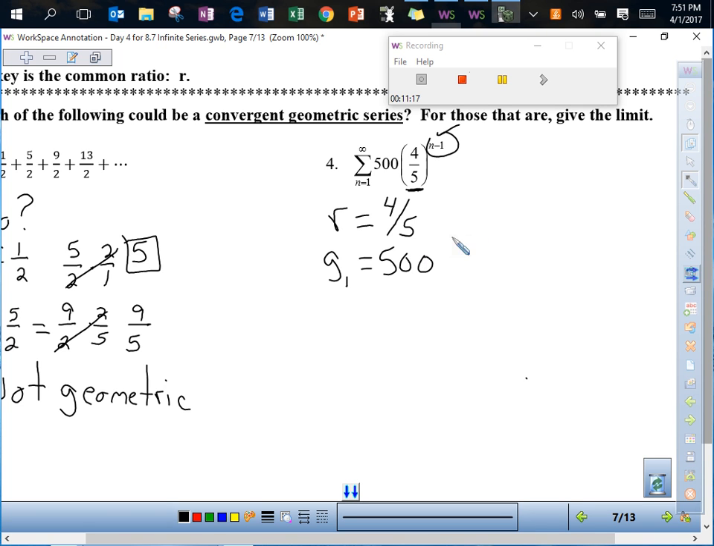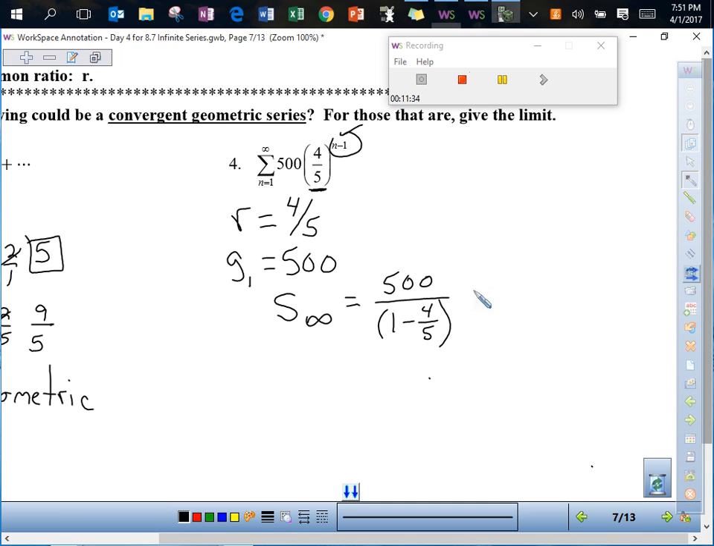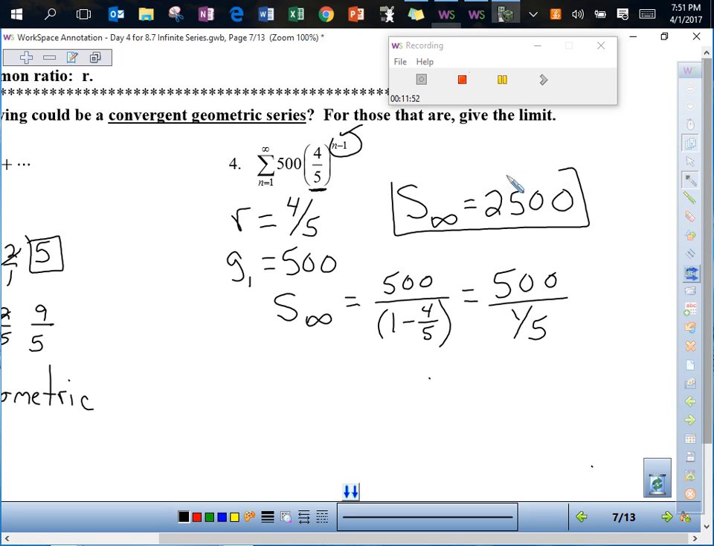So my sum, I'm going to say that the sum as we go to infinity is going to be 500 over 1 minus R. I'm going to do this one in my head. 500 over 1/5 really means 500 times 5. So the sum as we go to infinity is going to be 2,500 in this case. Okay. So that's what we got so far. I'm going to hit a couple more with you, and then I'm going to switch gears just a little bit.